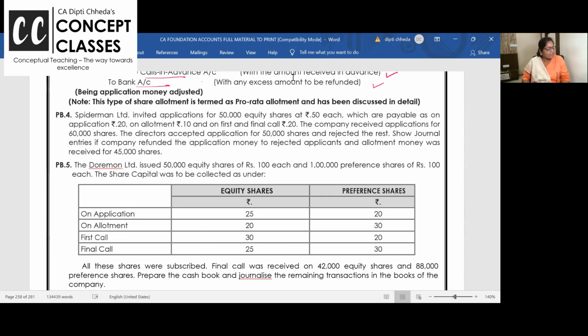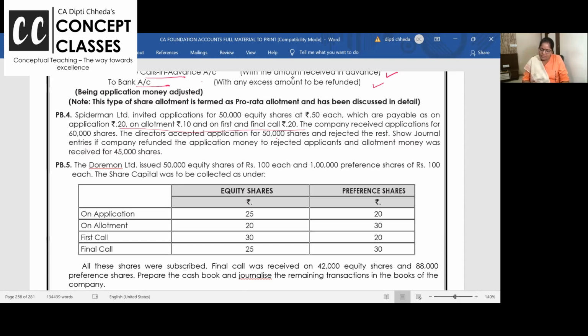Generally, the extra is refunded and done. Spider-Man Limited invited applications for 50,000 equity shares of 50 each, which were payable: application 20, allotment 10, first call. This total you should know. 50 rupees you have to collect, so application 20, allotment 10, first call. So this indicates there is no premium.